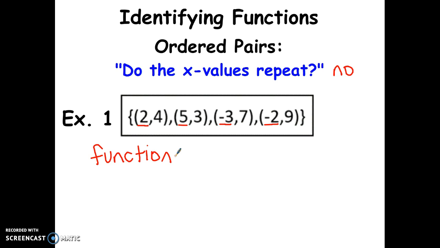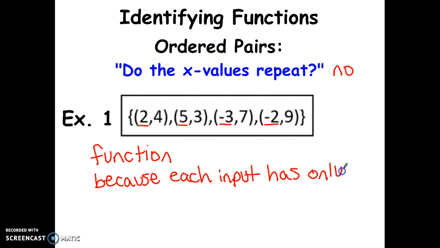Now, not only will you have to tell me whether or not it's a function, you should also be able to tell me why it's a function. So this is a function because each input has only one output. When we look at this list of ordered pairs, the number 2 has only one output, which is the number 4. The number 5 has only one output, which is the number 3. The number -3 has only one output, which is the number 7. And -2 has only one output, 9.